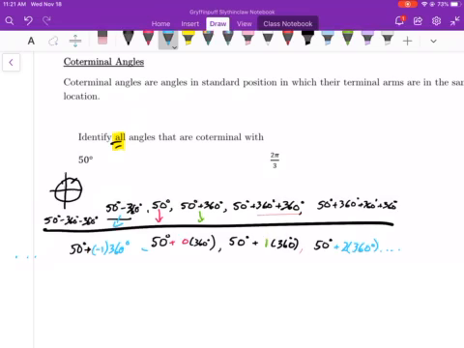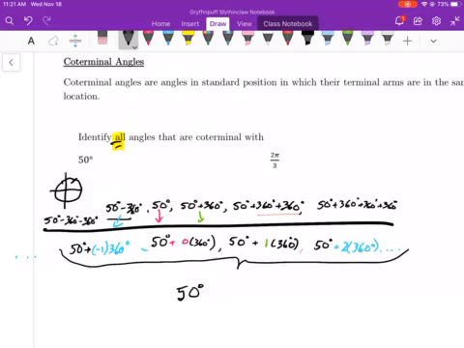So there we have it. Have I described this mathematically? No, this is very, very sloppy, right? Can I make a formula out of this? Sure I can. I think I could say 50 degrees plus a variable. Now I'm going to call this variable k. 50 degrees plus k 360, right?